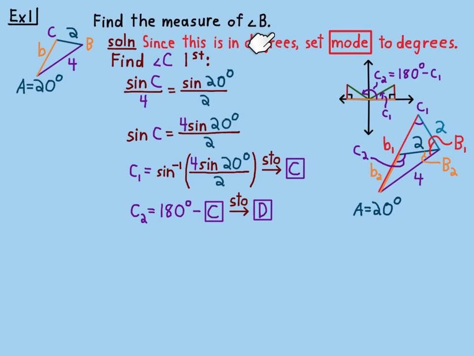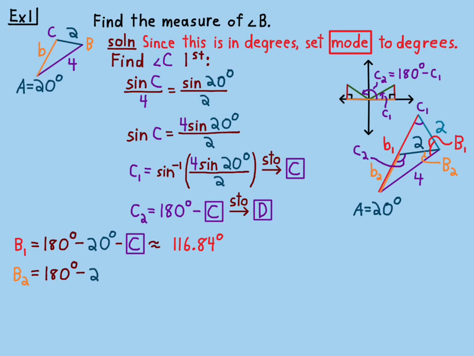So this is kind of a tricky question. Find the measure of angle B. There's two possibilities. There's two answers. Okay, so actually finding it is not that hard. I just take 180 minus 20 minus C, which is my C1, and I get approximately 116.84 degrees. And then for B2, I do the same thing, but I subtract C2, and I get 23.16 degrees. So that's this one here.